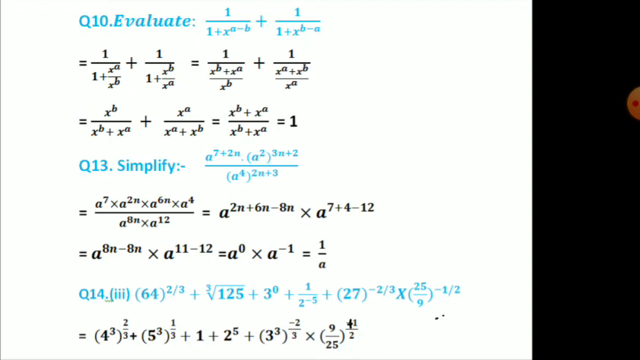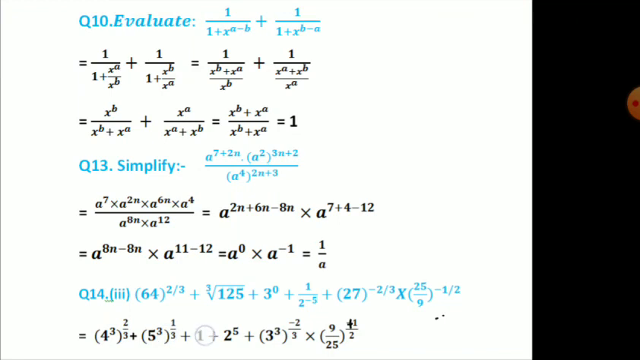So if I factorize 64, I can write it in the cube form, that is 4 cube is equals to 64. So I have written it as 4 cube whole to the power 2 by 3 plus cube root of 125. Now if I factorize 125, we know that 5 cube is 125, that is 5 into 5 into 5. So I have written it as 5 cube. And since here the question has given us a cube root, so how do we write a cube root in exponent? We write it in fraction. So that is why we have written it here as 1 by 3.